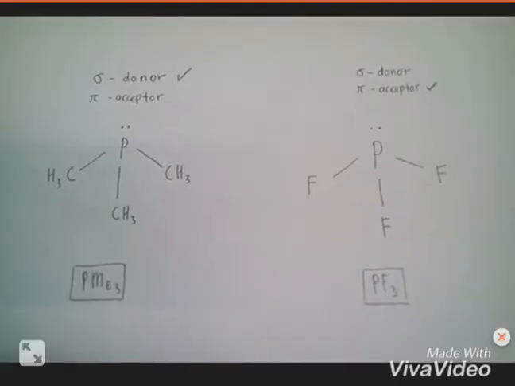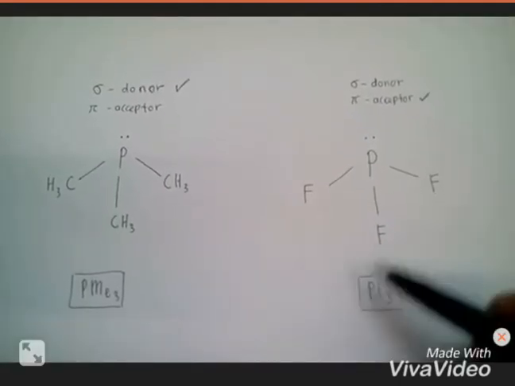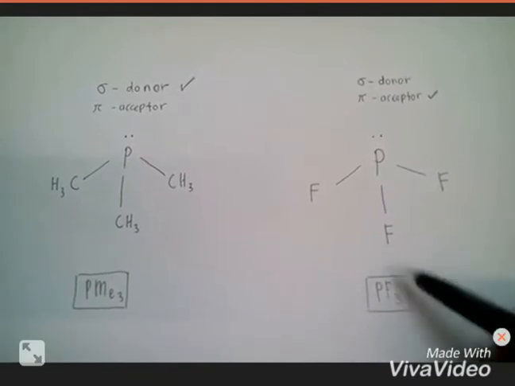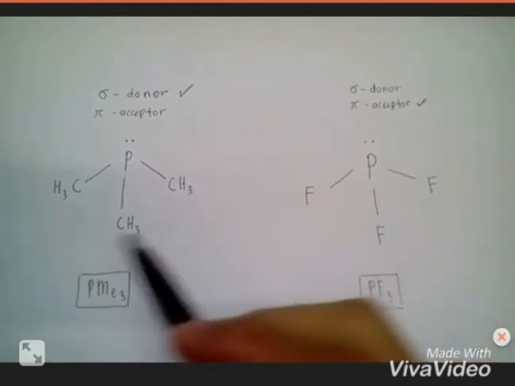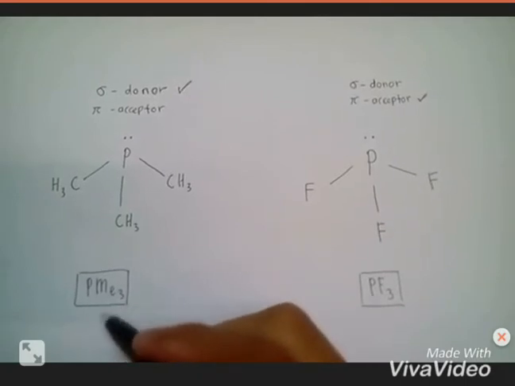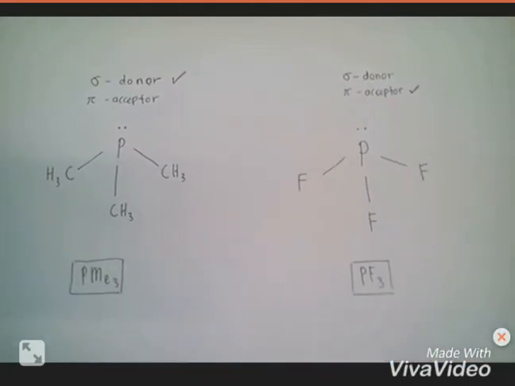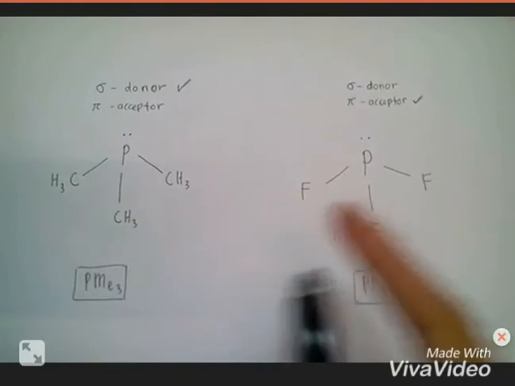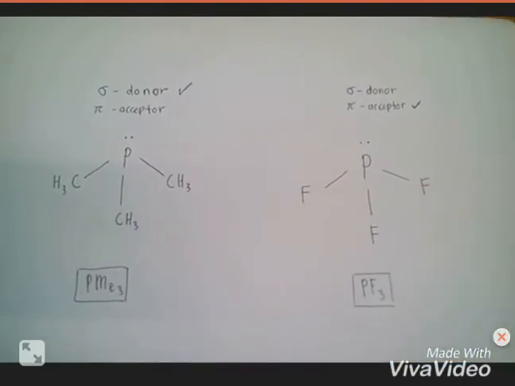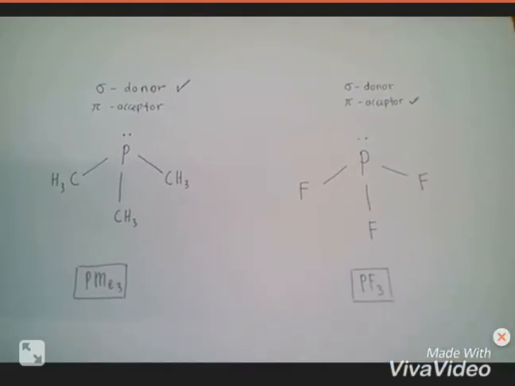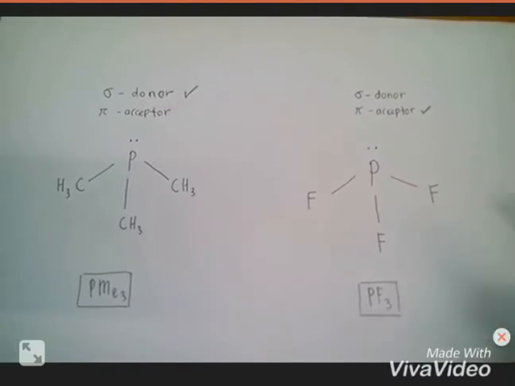Alright, let's look at this example. We have PF3, which is phosphorus trifluoride, and also we have PMe3, which is trimethylphosphine. As we look at these structures, both have a trigonal pyramidal structure, and the difference is between the fluorine and methyl.